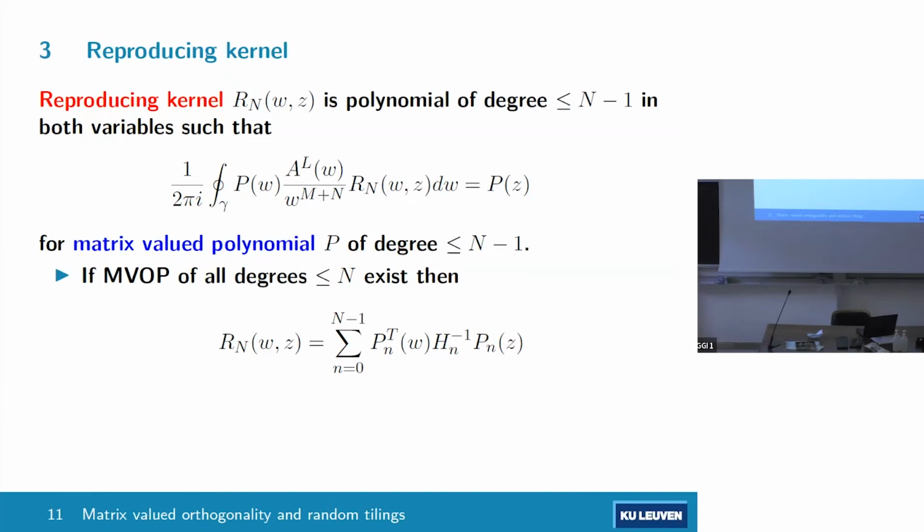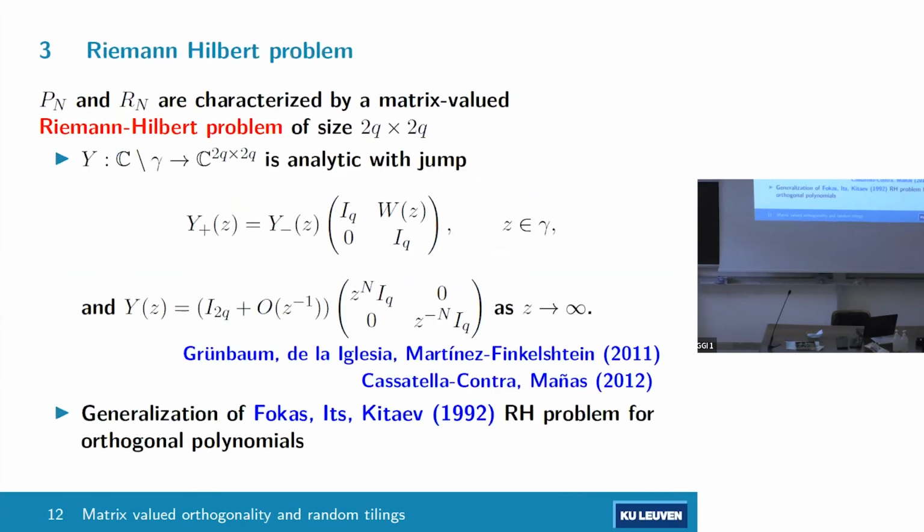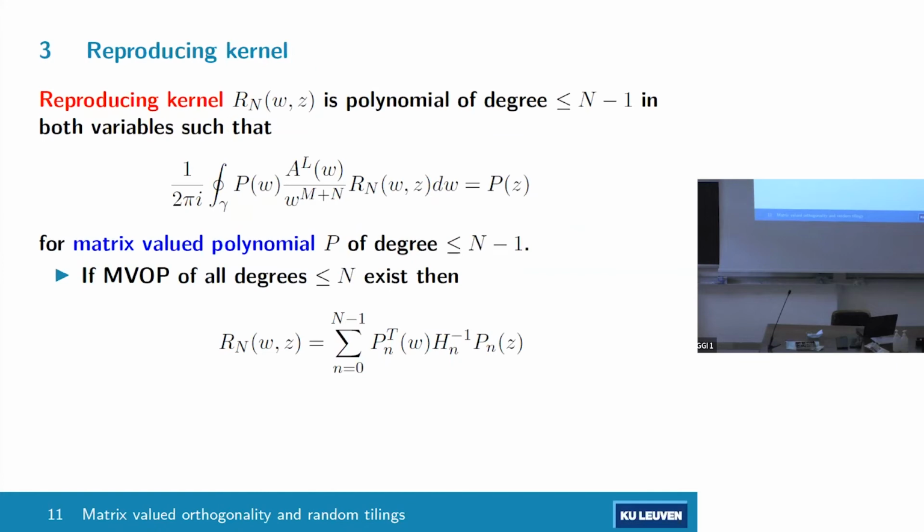In this way, as a series. But, as we already discussed, it may not be the case that all these degrees of matrix-valued orthogonal polynomials exist. For low degree, they may not exist. And also for very high degree, bigger than capital N, they will not exist, actually.